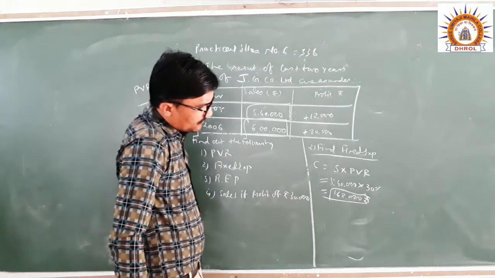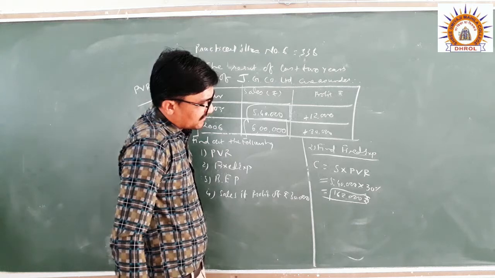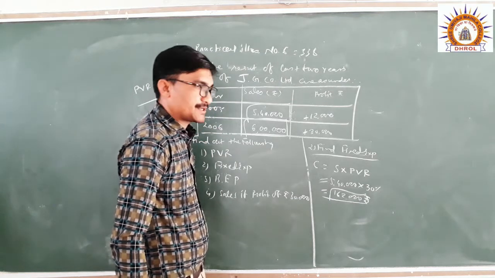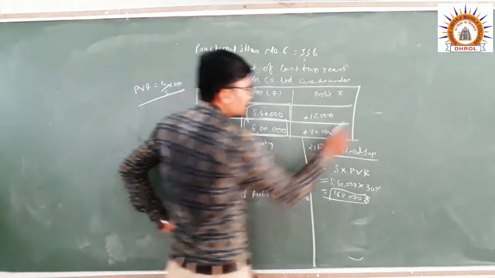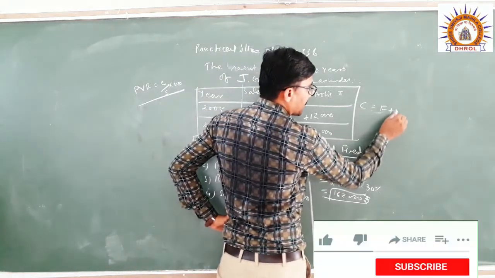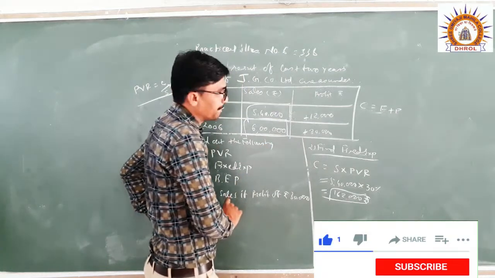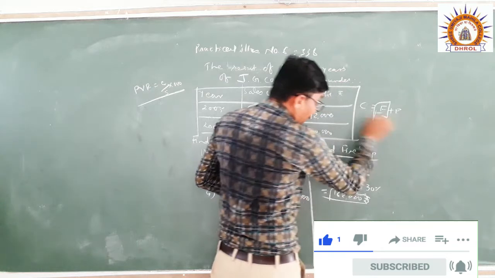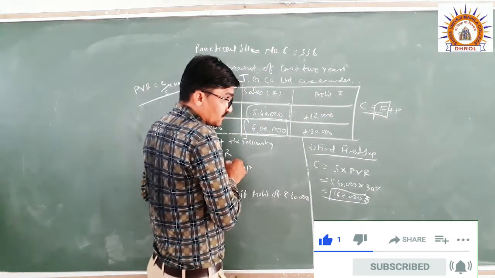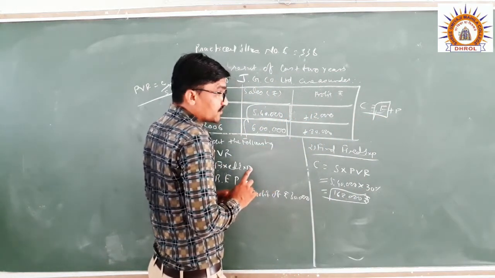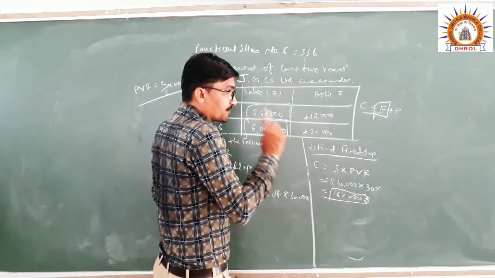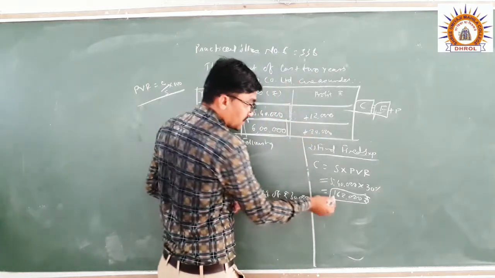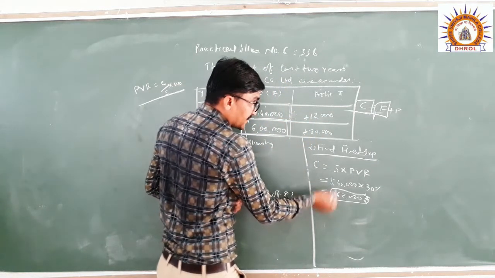One formula is there to calculate the contribution per unit: C is equal to F plus P. This is the simple formula. But in this case, we are required to calculate the fixed expense. We have only the amount of total contribution, which we already calculated.